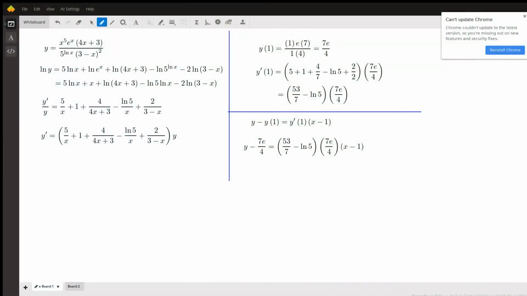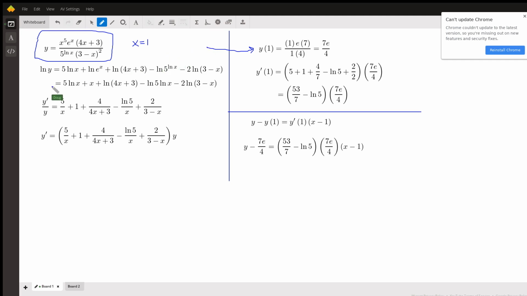Okay, hopefully I interpreted this expression correctly. This is some function, very complicated looking. We're supposed to find the equation of the tangent line where x equals 1. And eventually we'll have to find out what the y value is when x equals 1. I've done that right here. Looks like 7/4 e, or 7e over 4.